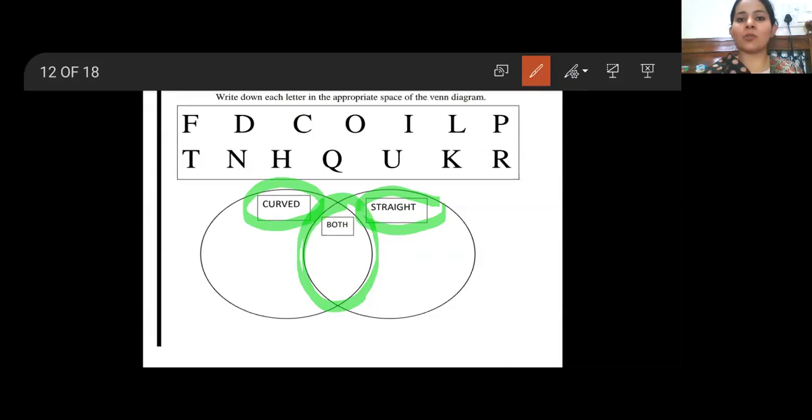Now here I'm not going to tell you the answers. You have to be very confident about the answer and you have to solve it by yourself completely.